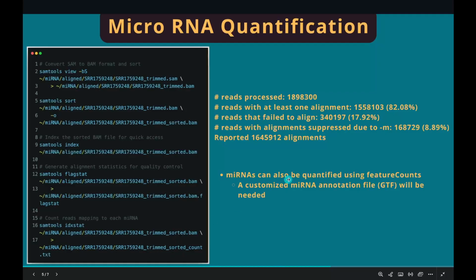You can also use featureCounts like we did for the regular RNA sequencing to quantify microRNA expression. But you have to generate or create a customized microRNA annotation file, the GTF file, as we did in the small RNA sequencing tutorial. But things are getting complicated, right? Because you have to do so many things to quantify it.